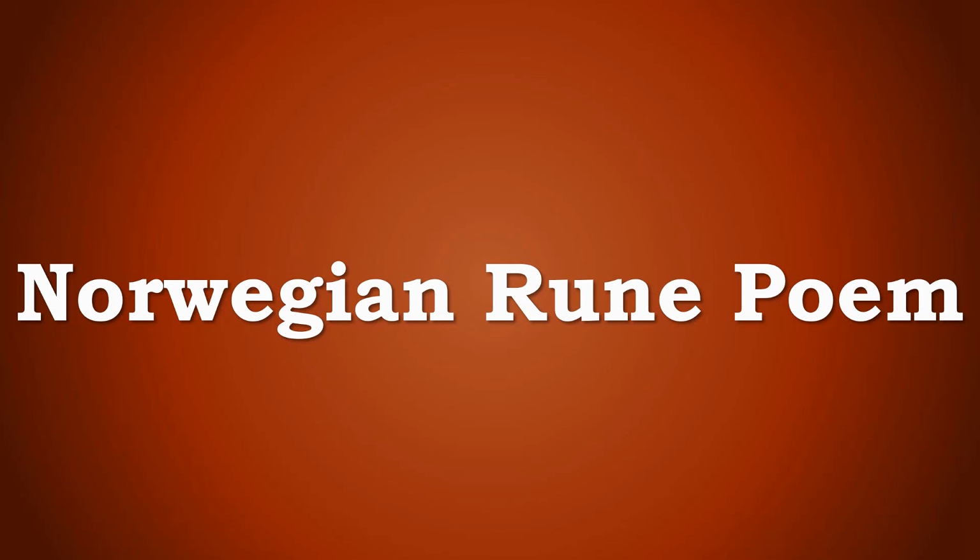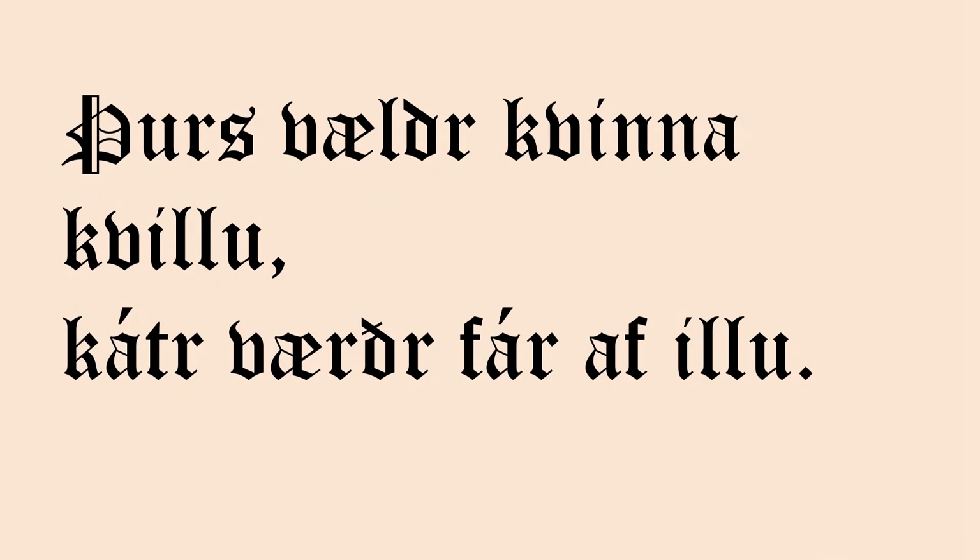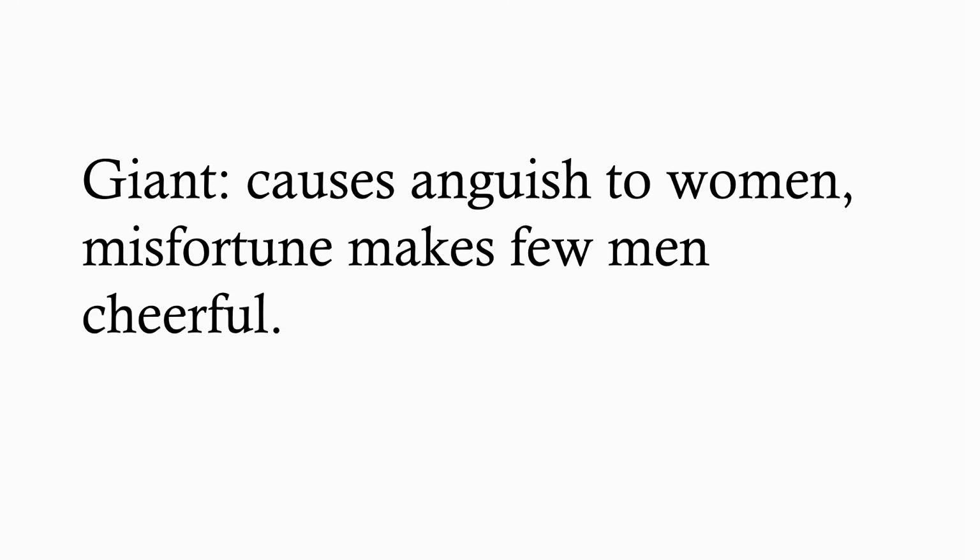There's also a Norwegian rune poem, which I believe has been dated to slightly earlier than the Icelandic rune poem, but the only existing copy we have is from a little bit later. The Norwegian rune poem says, Thurs feilder kvinnar kvitlu, Kautar veirðar fár of itlu, which translates to: giant causes anguish to women, misfortune makes few men cheerful. So these are our attestations for the names of the runes, and based on these, they've reconstructed the Elder Futhorc name.